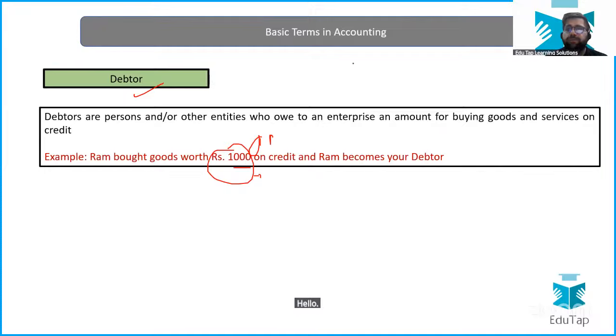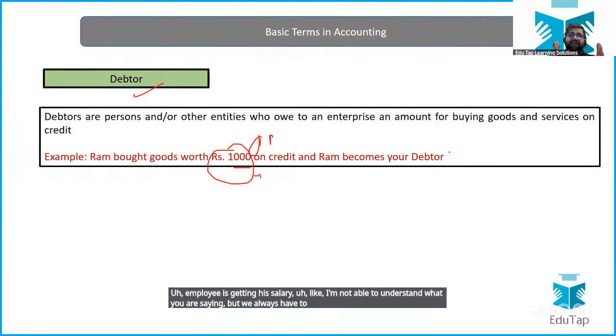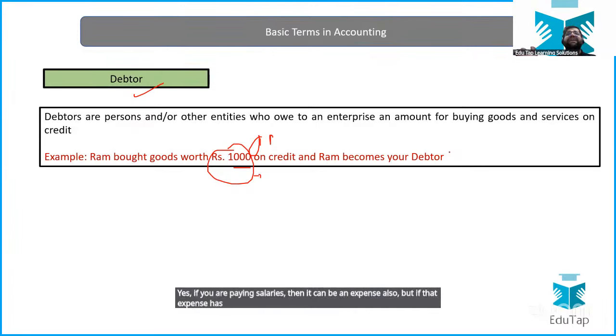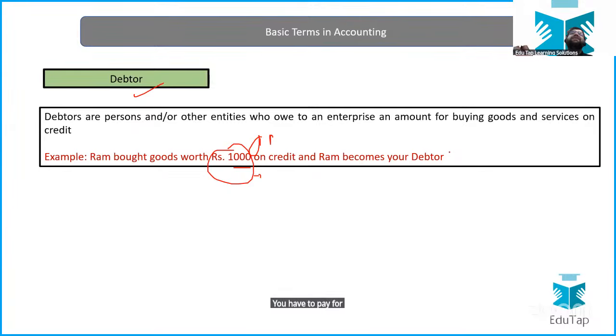Let me take this doubt put forward: if a company is paying salary, then the company has a liability and it is also outstanding to pay for a certain employee who is getting his salary. I'm not able to fully understand what you are saying, but we always have to think from the company's perspective. For a company, outstanding salary is a liability. Yes, if you are paying salaries, then it can be an expense also. But if that expense has become outstanding, you have to pay for a period of time. एक साथ ही आपको 6 महीने का पे करना है. So that is a current liability. Simple, right?